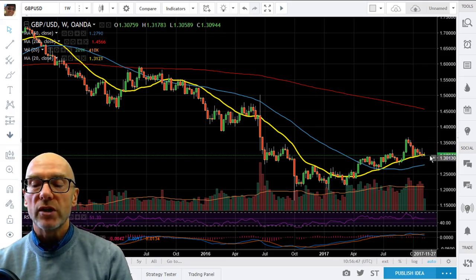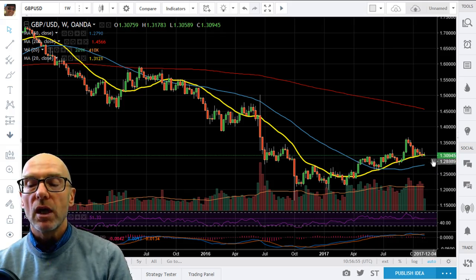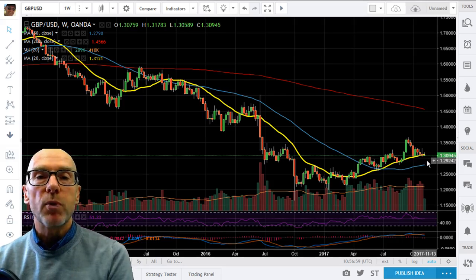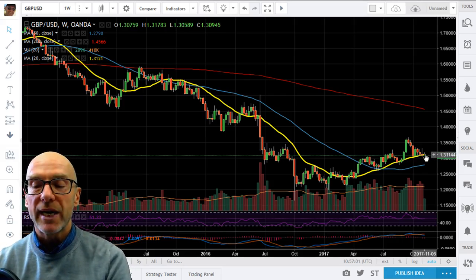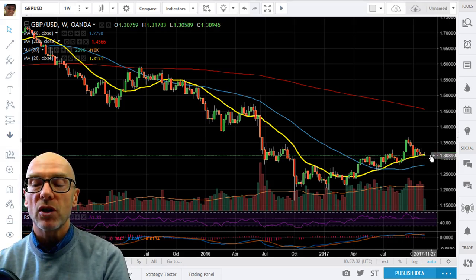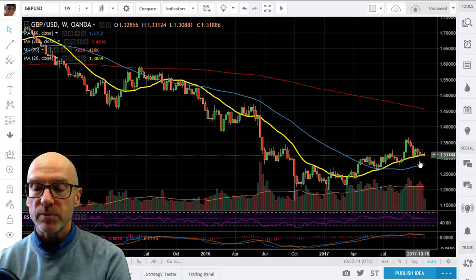Also of concern is the fact that we're back below the 20-week moving average. That's at 131.21, so we're slightly below there. It should be giving support, but it doesn't seem to be happening at the moment. And of course, as we stay below it, that average will start to roll over and roll down, although with this being a weekly chart, that will take time.